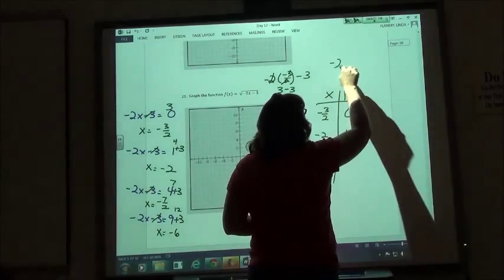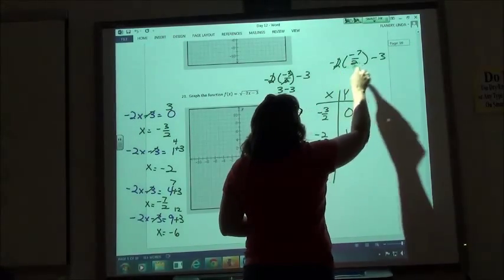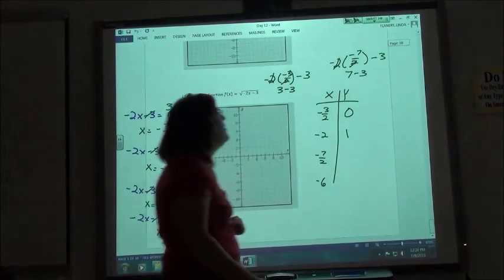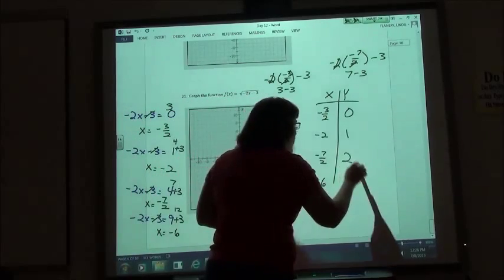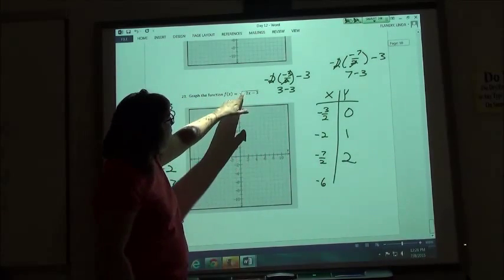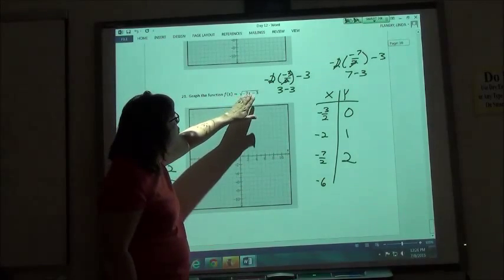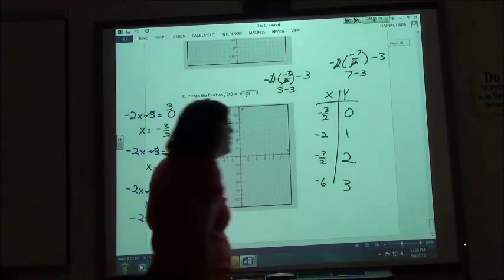Then I'm going to do my negative 2 times my negative 7 halves. The 2's again will cancel. A negative and a negative is a positive. So I get 7 minus 3, which is 4. The square root of 4 is 2. Then negative 2 times negative 6 is a positive 12. 12 minus 3 is 9. The square root of 9 is 3.